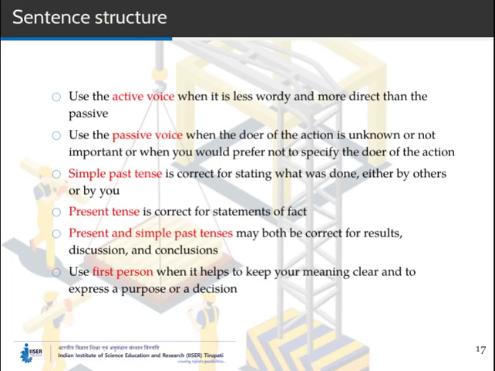Considering tenses and voices, use active voice when it is clearer and less wordy. Use passive voice when the doer is not important, something like samples were heated at 200 degrees Celsius. Like that. To describe what was done, use simple past, and to describe facts, use present tense. Most papers are written in a combination of simple present and simple past tense. Both are fine to discuss research and the conclusion part. Finally, use first person when it helps to keep your meaning and express a purpose or decision.